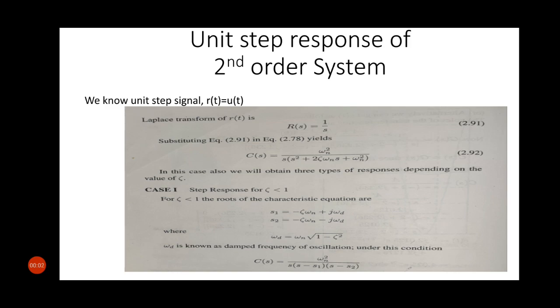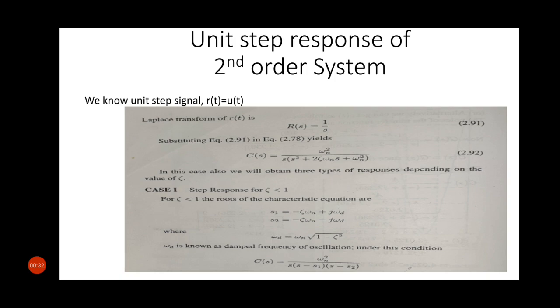Hello students, in this lecture I will discuss the unit step response of a second order system. Basically, I will derive the step response of a second order system. Okay, so we take the general form of the second order transfer function, that is C(s) by R(s) equals omega n square divided by s square plus 2 zeta omega n s plus omega n square.